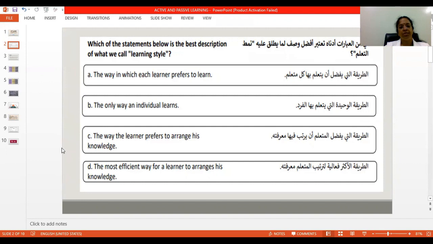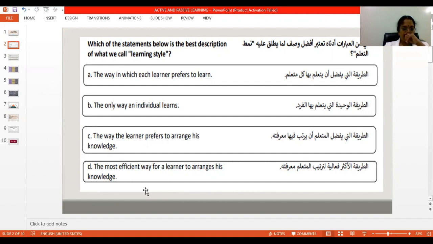When we see all the options, we will be sticking to the last one, the most efficient way for a learner to arrange his knowledge. But you have to omit this because the question is about the learning style. It is not about arranging the knowledge. After learning and understanding, only then can an individual arrange the learned content. So here you cannot fall for this answer option.